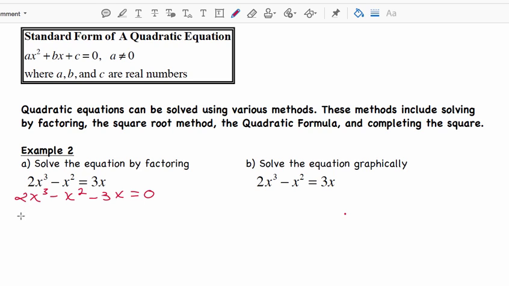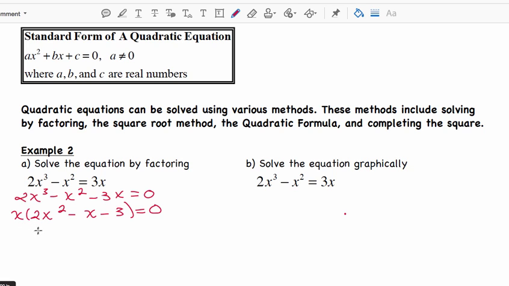I see that each one of my terms has a greatest common factor, and whenever you are solving by factoring, you want to check for a GCF first. So each one of these terms has an x. I'm going to take it out, and I'm left with 2x squared minus x minus 3 on the inside, and now I have my quadratic.